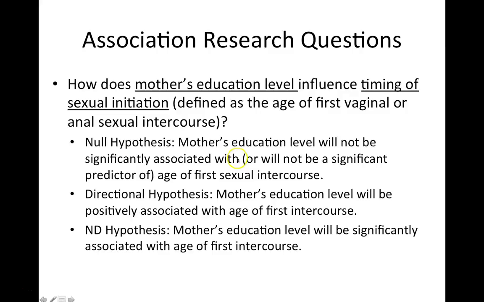And so again, here we see how the null and the non-directional research hypothesis are phrased in pretty much identical ways, except for we have "will not be significantly associated," "will be significantly associated." We could also say "will not be a significant predictor of." In this situation, we're conceptualizing education level, mother's education level, as an independent variable.